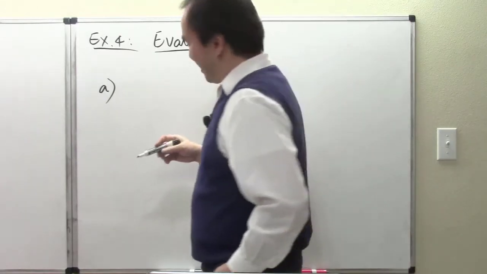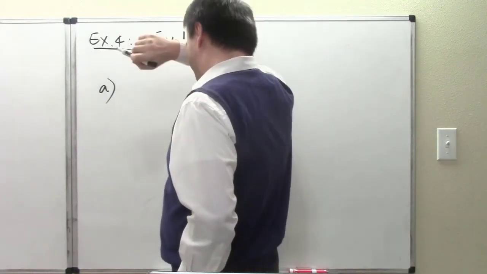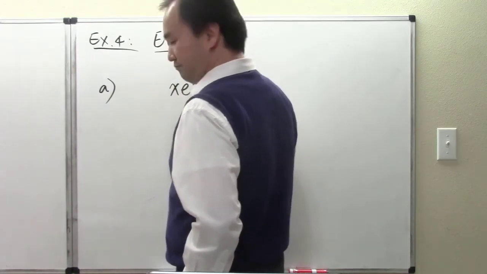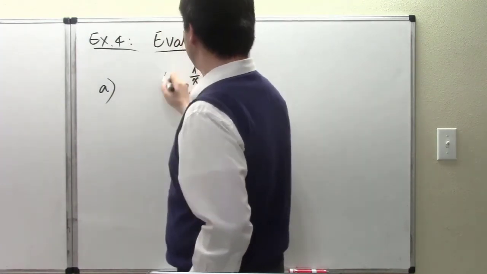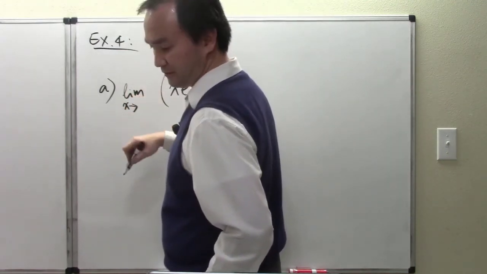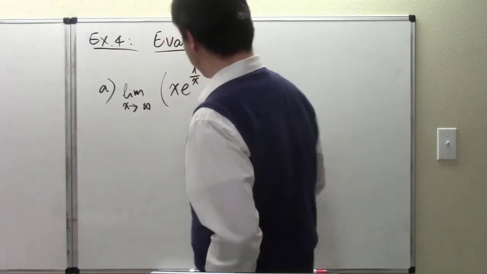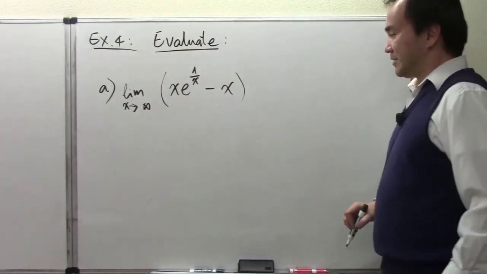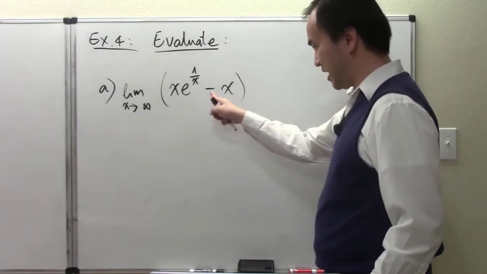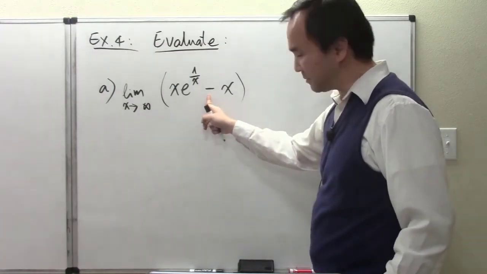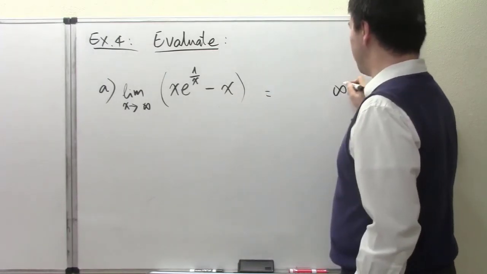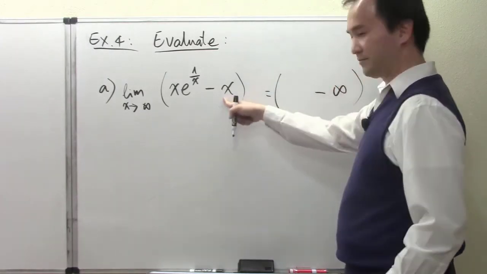So, how about my function here is x times e to the 1 over x, minus x. And we want to take the limit as x is approaching positive infinity. And now, here's what I see about this problem. We've got a subtraction right there. That term is obviously going to infinity. Yes, that term.